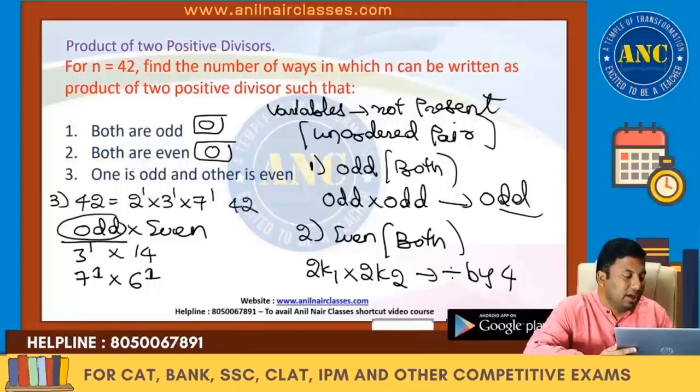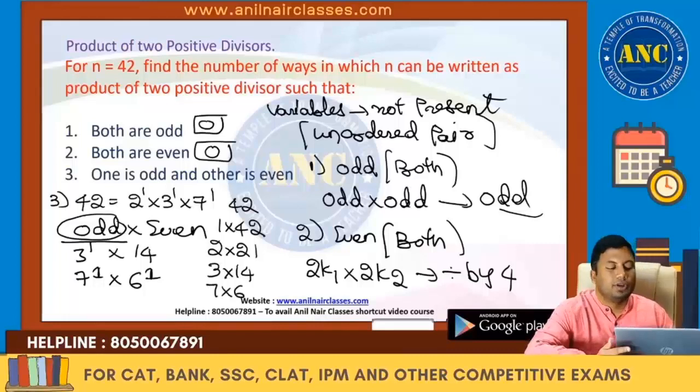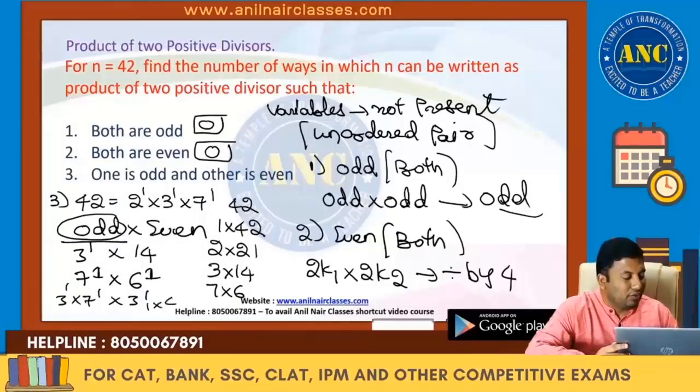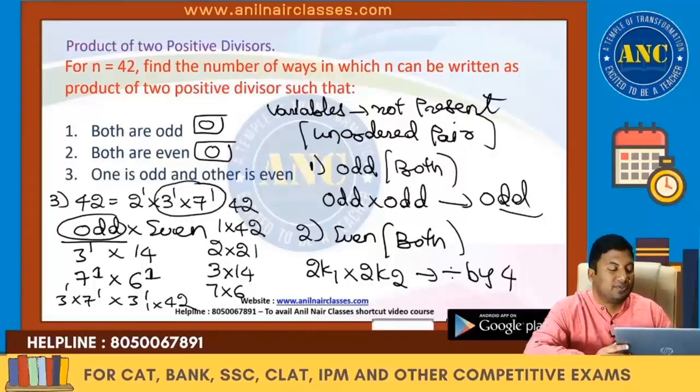42 can be written as a product of two factors: 1 into 42, 2 into 21, 3 into 14, 7 into 6. Am I right? Now you can also write it as 3 power 1 into 7 power 1 into 2. Another case, you can also write it as 1 into 42. It is simple, nothing but the number of odd factors for this number.